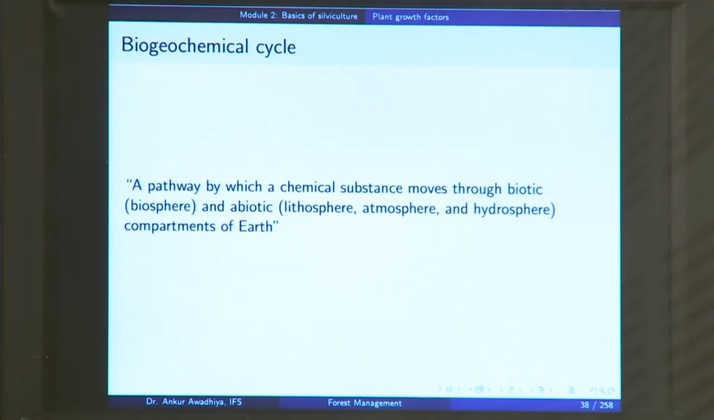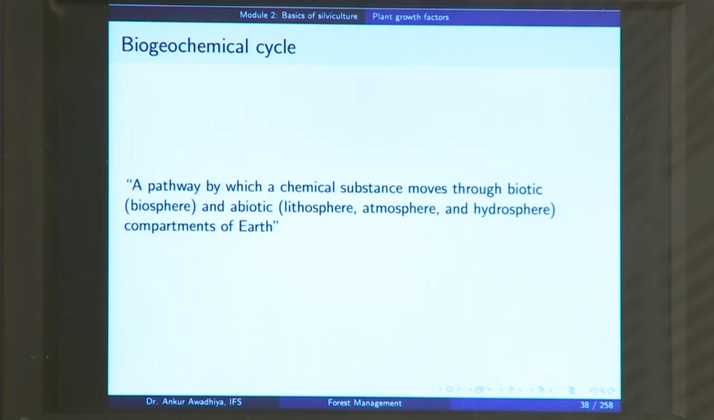Now, earth comprises of the atmosphere or the air, the lithosphere or the solid portion, which comprises of the soil and the rocks, and the hydrosphere, which comprises of the water bodies, and at the combination of all three of these we also have the biosphere, which is the living component.